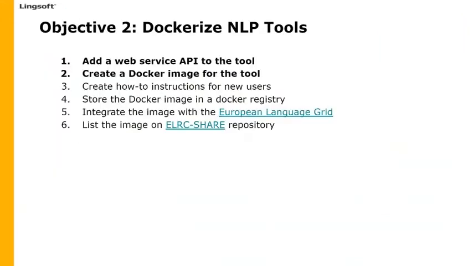So today we'll focus on objective 2, Dockerize the NLP tools. And this actually consists of 2 main steps. The first step is to add a web service API to the tool. And the second step is to create a Docker image for the tool. The rest of the steps in this whole process are here, 3, 4, 5, and 6. We'll not go through them today. But 3 and 4 are not very time consuming. I would say a day for the instructions and half a day for the Docker image storing. And then number 5 depends, I guess, on your tool. A couple of weeks is reasonable, but we have also had a long project of 9 months integrating our tools there. So it's a bit of planning and depends on your tools.